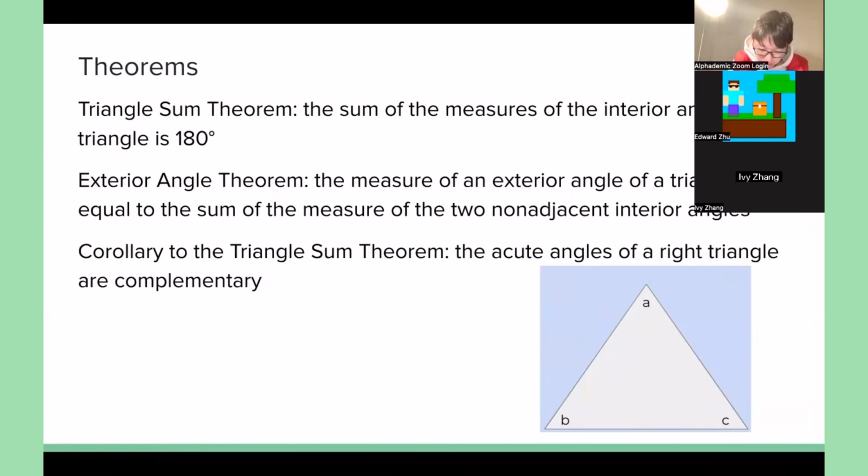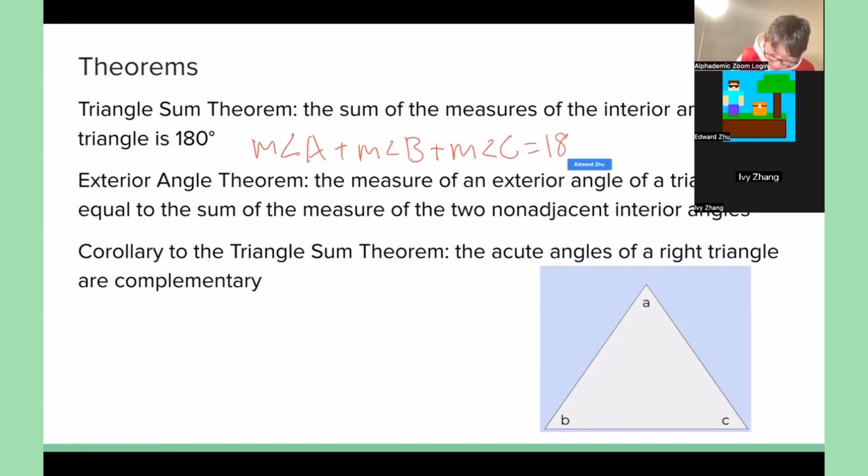So let me do some annotating. Basically what it means is that in this triangle you see down below, the measure of angle A plus the measure of angle B plus the measure of angle C equals 180 degrees. This holds true for any triangle.